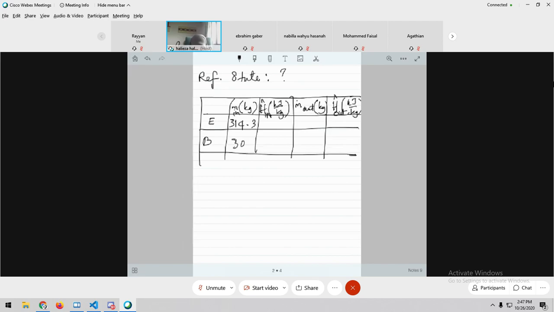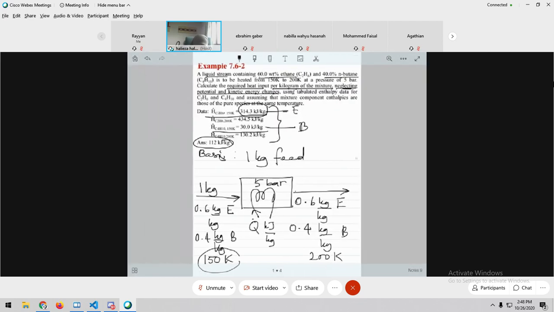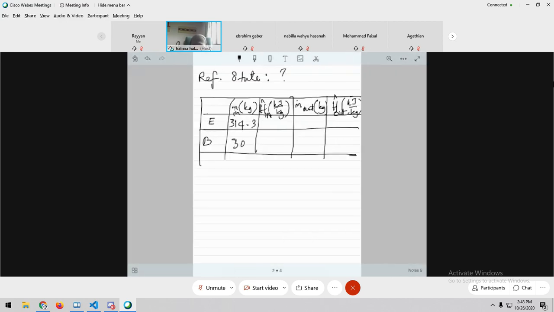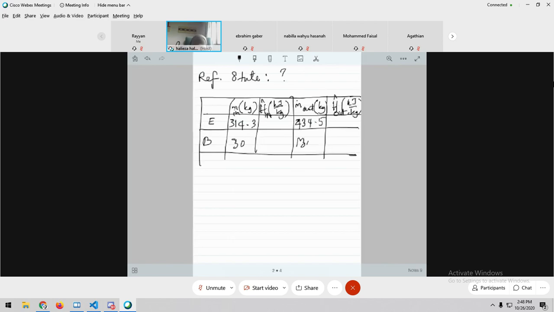Okay, so do the same thing for the outlet temperature. If you look at this, that is the outlet temperature. That is 434.5 for ethane. This is for butane, 130.2. Let me tidy up a bit.